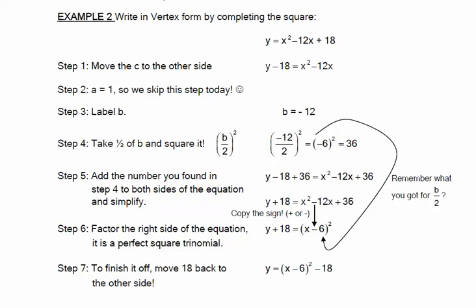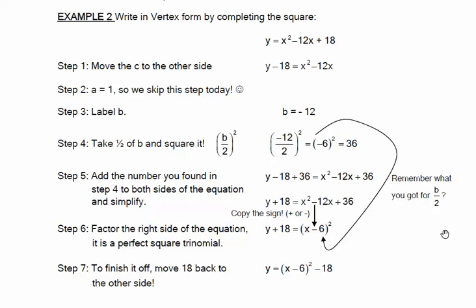Combining like terms on the left, negative 18 plus 36 is positive 18. Over here, because this is a minus sign, I copy the sign, and this becomes x minus 6 squared. That's the whole reason I do this, is because I'm forcing it into that pattern of a perfect square trinomial. And then I just move the 18 back over, and magically, I'm in vertex form. So it works out pretty nice. But I did that so you guys could see everything.